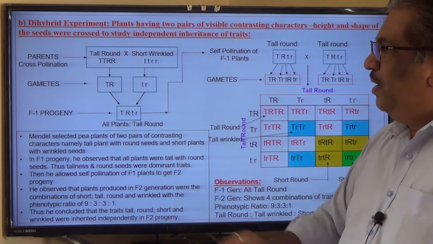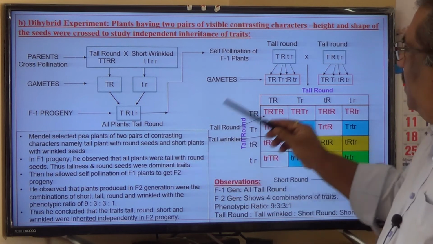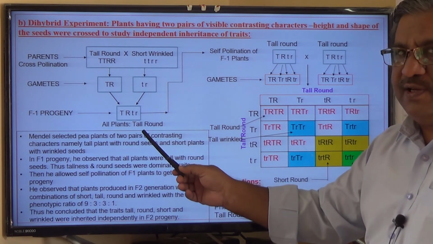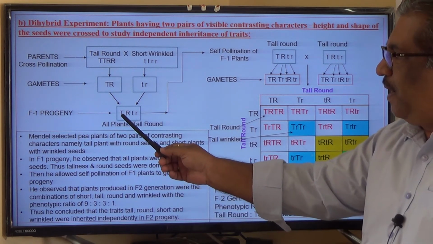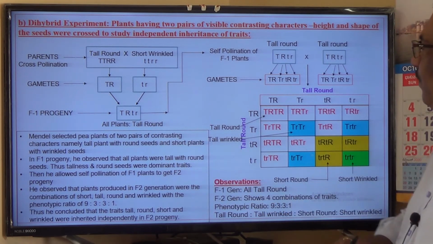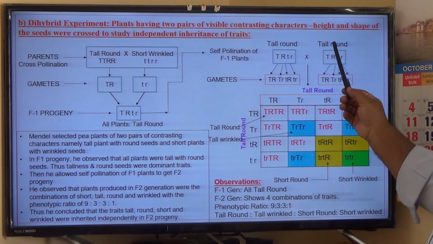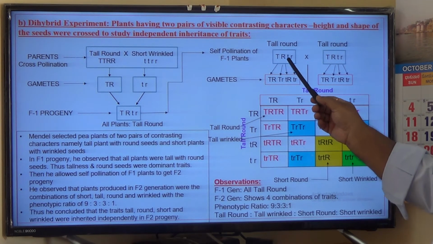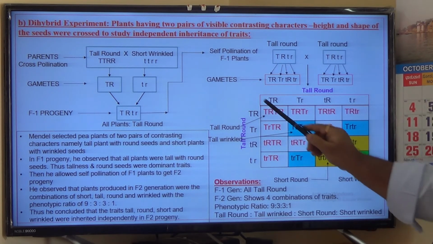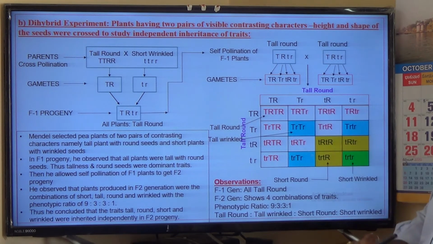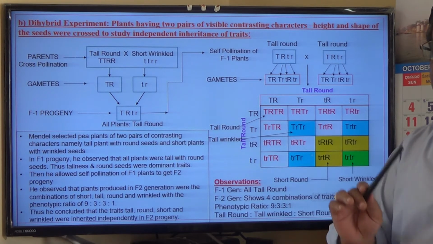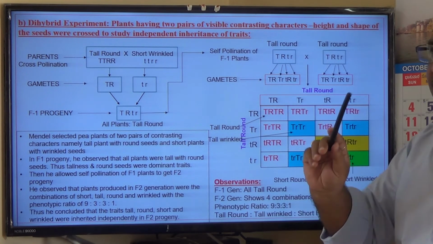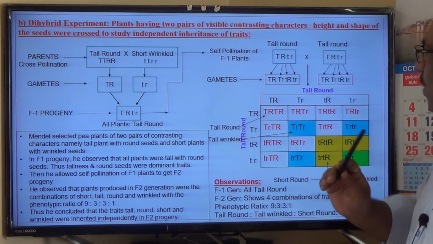Now next he performed self-pollination of plants of the F1 generation having the genetic composition capital T, capital R, small t, small r. Here there are 2 plants, tall round. Self-pollination of F1 plants means the genetic composition is this and this. These are the 2 plants, and the gametes will be, check here, the gametes must contain half the number of genes. Here there are 4, so the gametes should have only half the number, meaning only 2 genes or 2 alleles should be there.